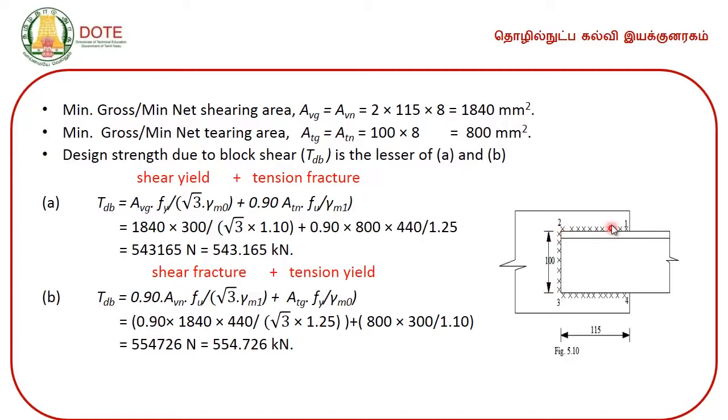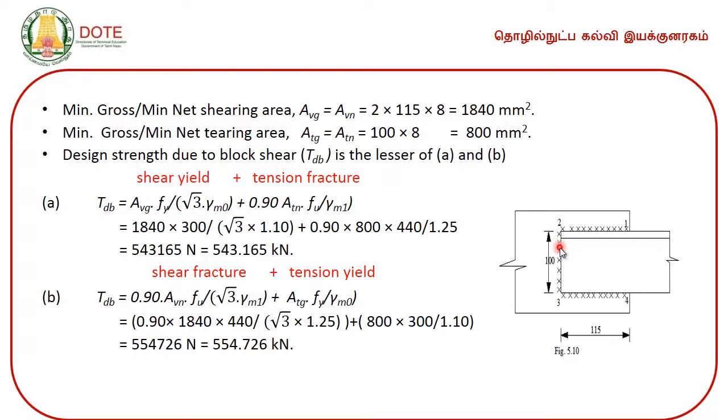So, the shearing area is 2 times, because at the top as well as at the bottom. So, 2 into the length of connection, which is given as 115, into the thickness of the gusset plate, which is 8. So, the area comes as 1840 millimeter square. And the gross area, I mean net area or gross area in tearing, means fracture.